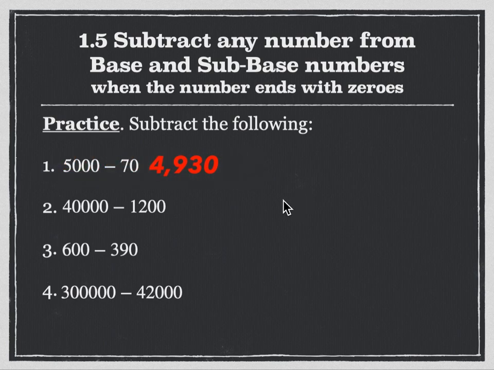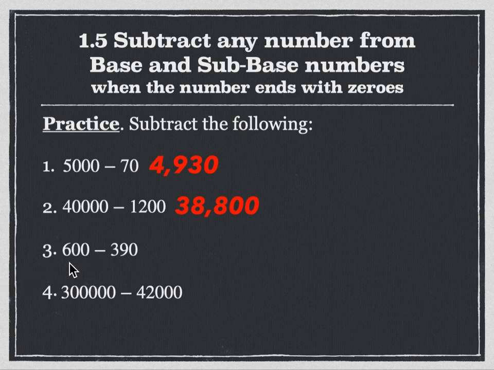So 4,930. Number 2, we have 40,000 minus 1,200. So minus 1 from the 4, that's 3. And then what will you add to 1 to make it 9? 8. And then this is the last number, that's going to be 8. So 388, and then input 2 zeros. So 38,800. Number 3, we have 600 minus 390.